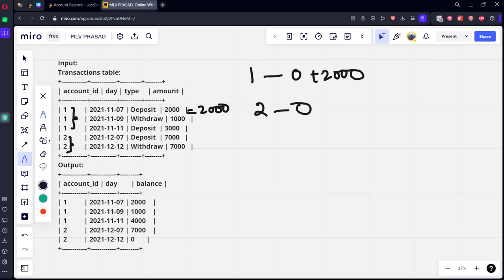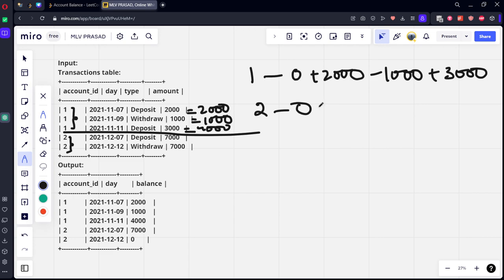After that, he withdrew 1000. Withdraw means minus 1000 rupees he has taken. 2000 minus 1000 is 1000 rupees. Again, on the third day, he added 3000 rupees to his balance. 1000 plus 3000 is 4000. This is the story of customer 1.